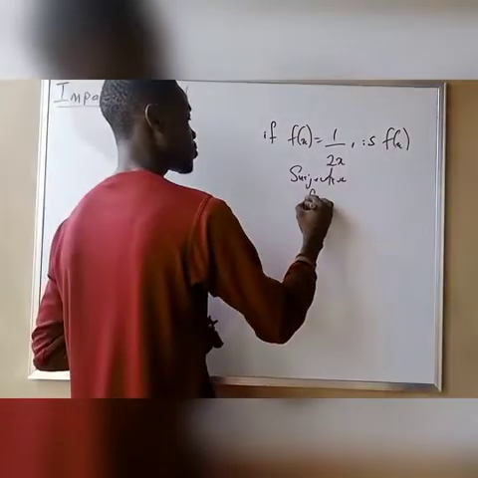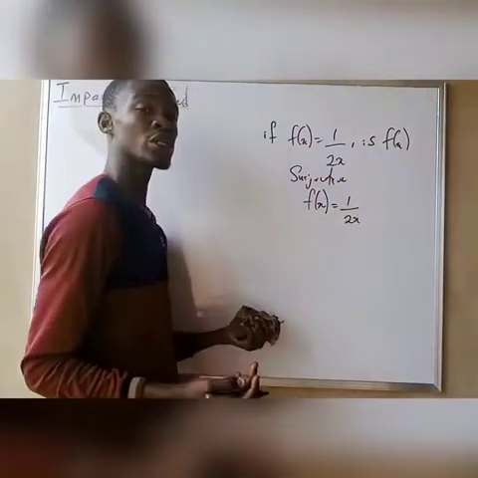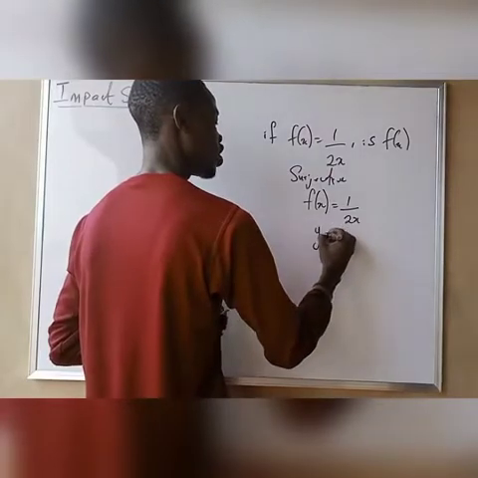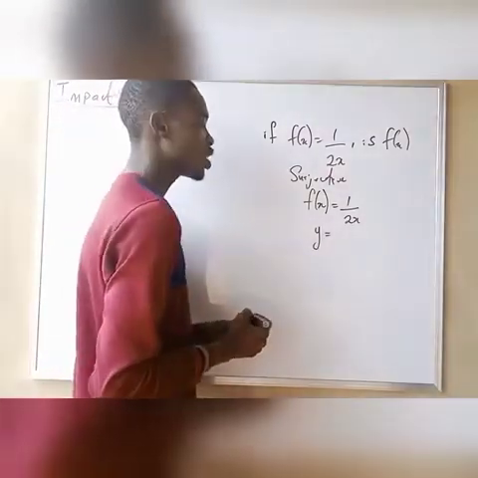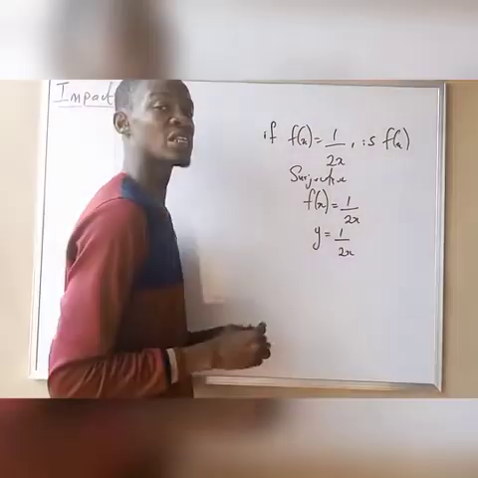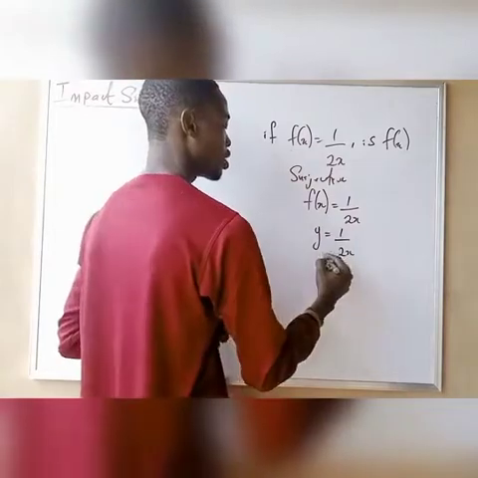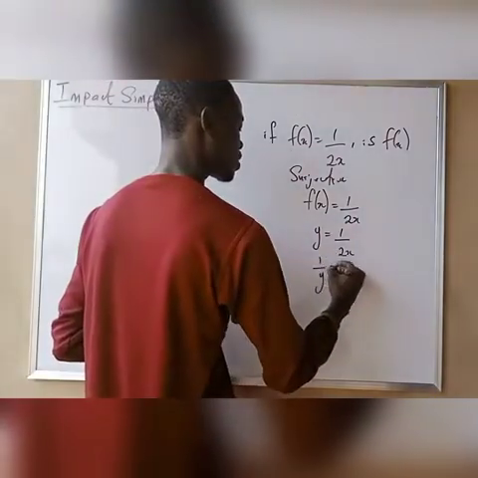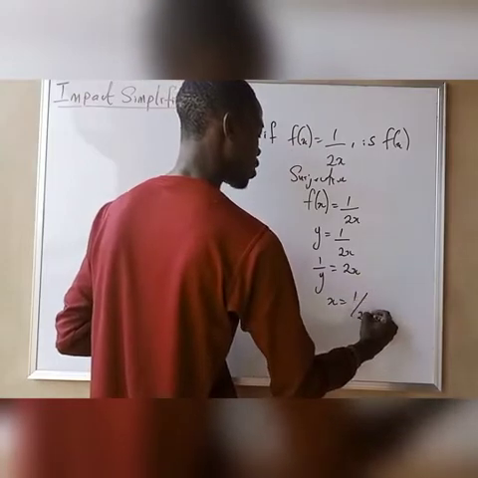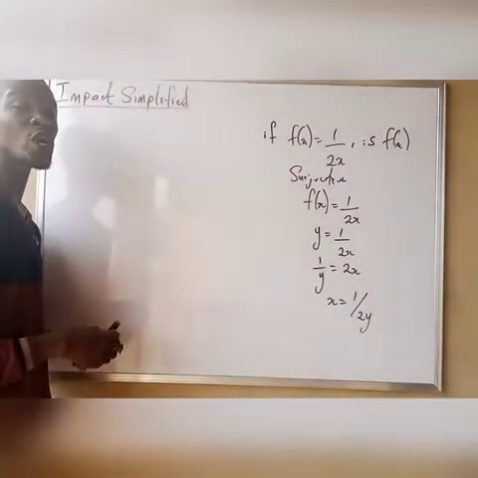And what is that principle? They gave us f(x) = 1/(2x). So what are we meant to do? You are meant to change your f(x) to y. So if you change your f(x) to y, what do we have? y = 1/(2x). After that, you are meant to make your x the subject of the formula. That will give us x = 1/(2y).